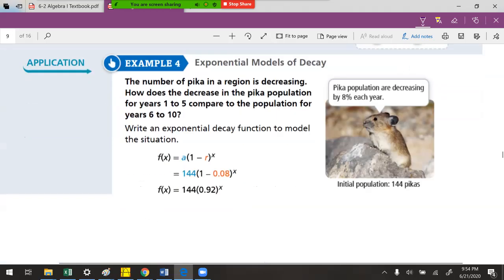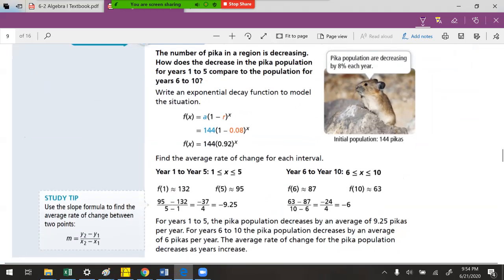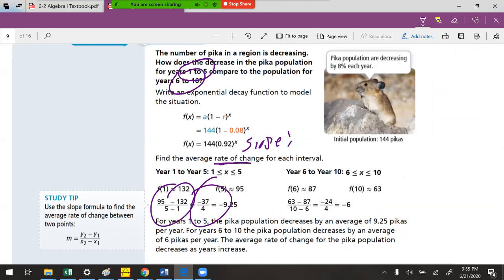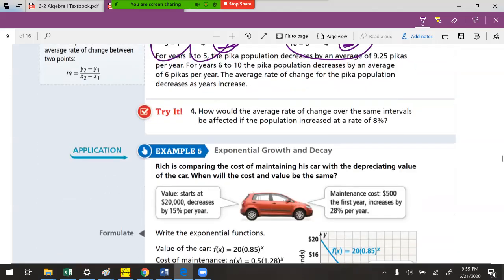One more example. Making comparisons, okay? Notice the peak of the population: you're starting with 144 and you're decreasing 8% each year. By finding the rate of change, again, you're finding the slope. You find the slope between, let's say, the comparison between 1 and 5 and 6 and 10. Find the y-values of the two, find the slope, and you make your comparisons. This one has a smaller rate of change than this, because it's going downward, it's decreasing.